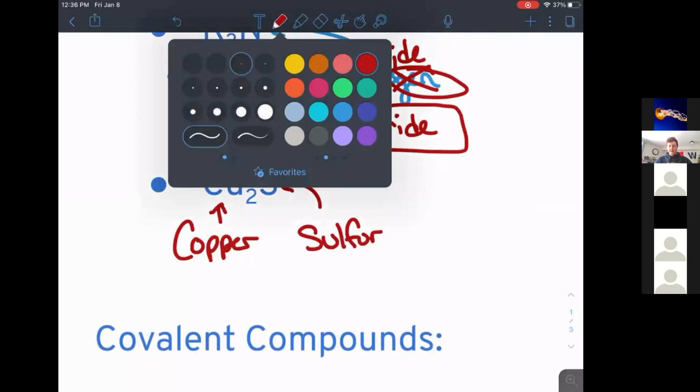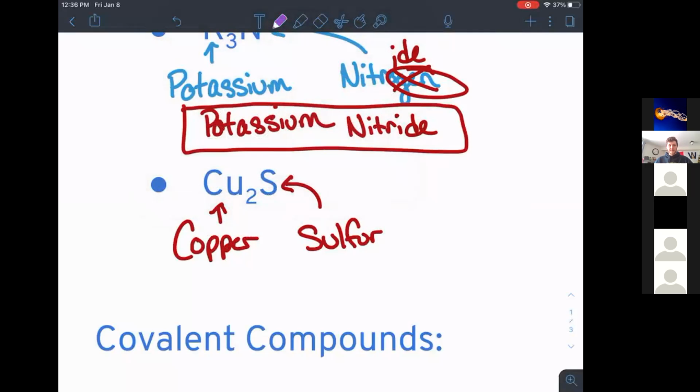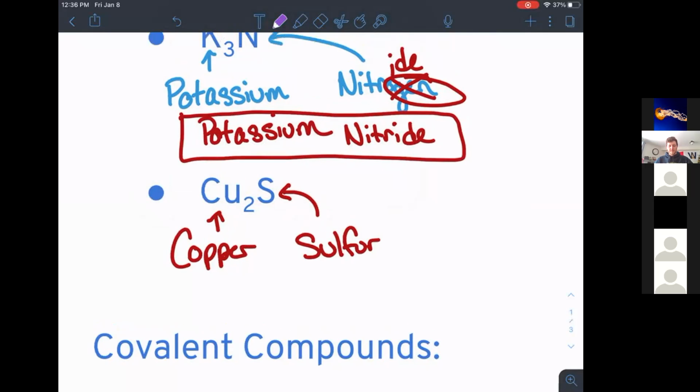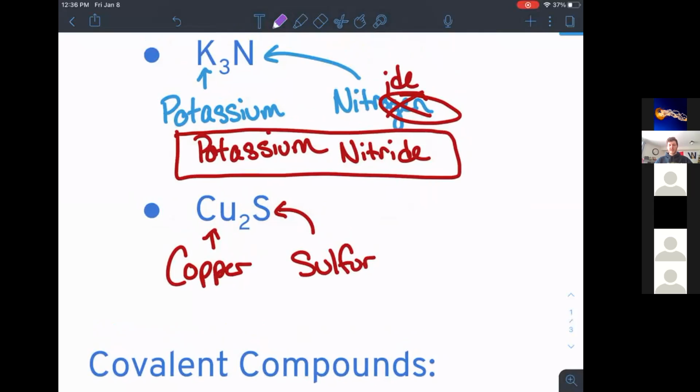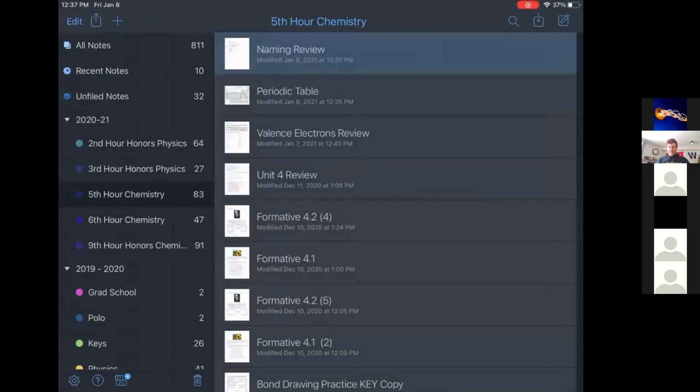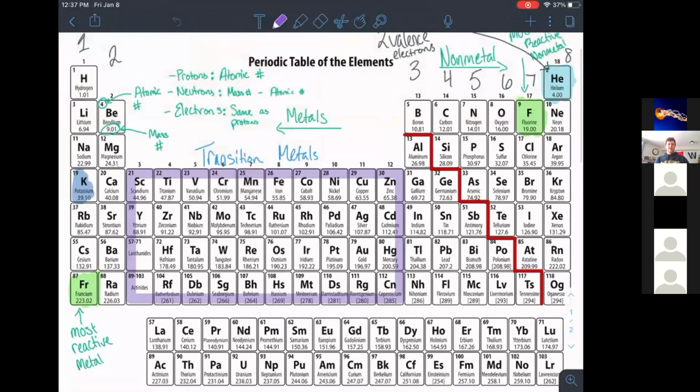What's the first thing we're going to do? Change sulfur to what? Sulfide. Awesome. We're taking the ending. We're changing it to IDE. So we have sulfide. Perfect. What's next on our list? Check if copper is a transition metal. Is copper a transition metal?